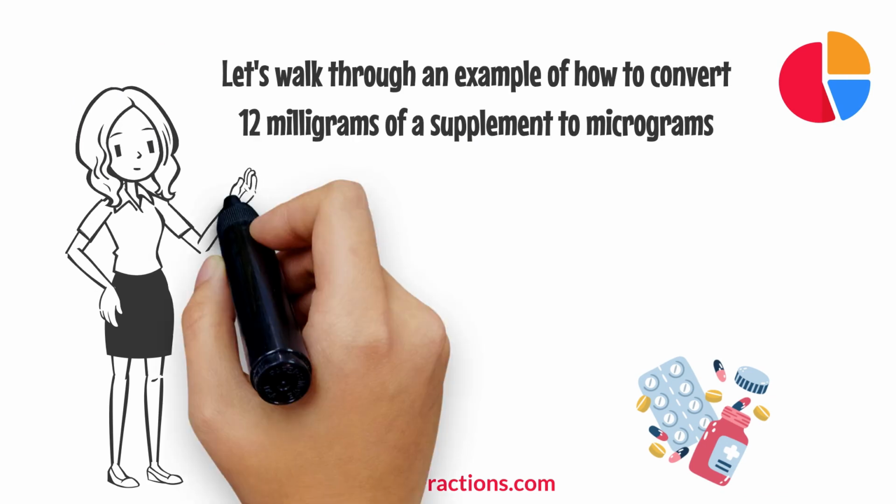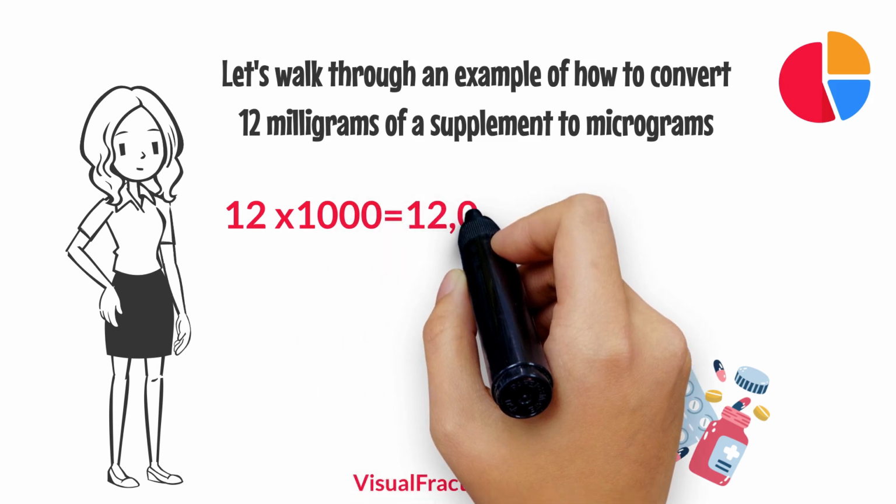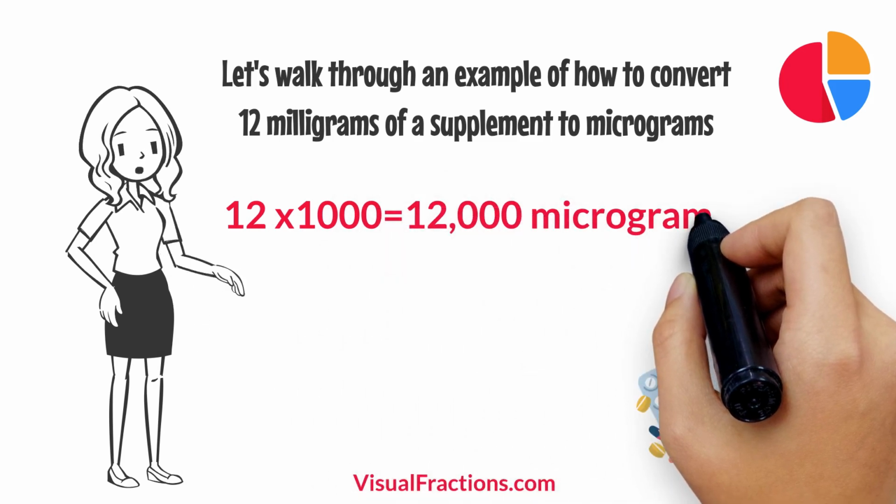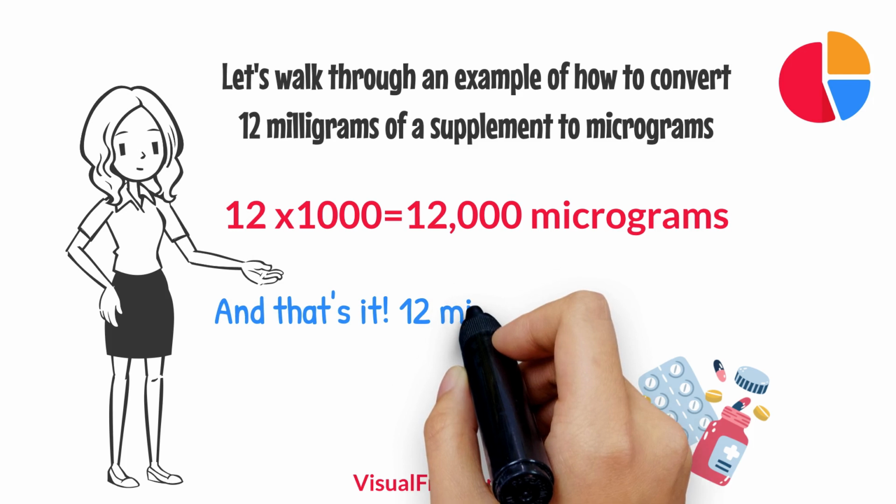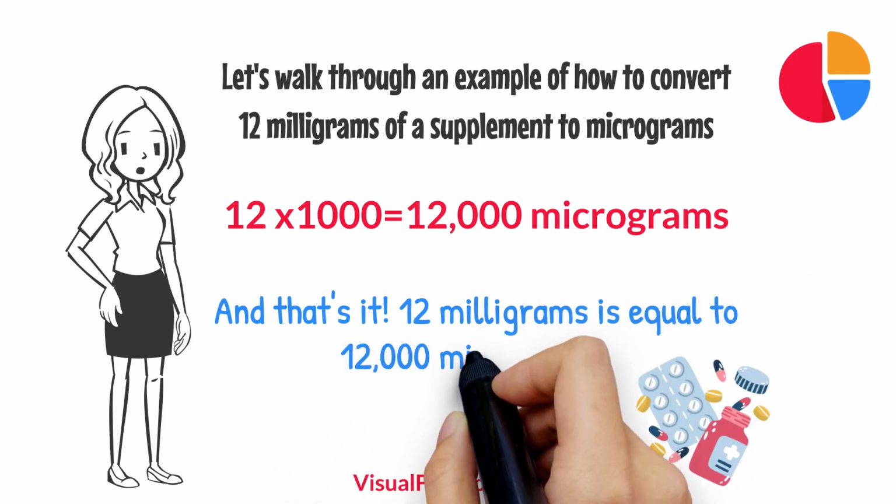We start by multiplying 12 by 1000. This gives us 12,000 micrograms. And that's it, 12 milligrams is equal to 12,000 micrograms.